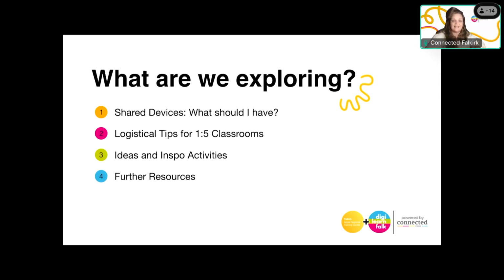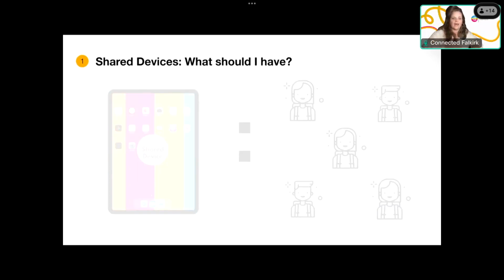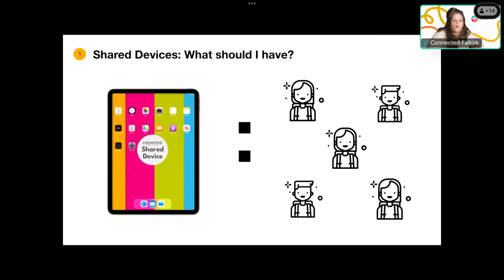And the answer is very simple. As you'll see on this slide, you should have access to one Connected Falkirk shared device for every 5 learners in P1 to P5, meaning if you have a class of 30, you should have 6 devices. If you have a class of 20, you should have 4 devices, and so on and so forth. And crucially, these devices should be in your classroom. They should not be pulled together into a class set for the lower primary school.